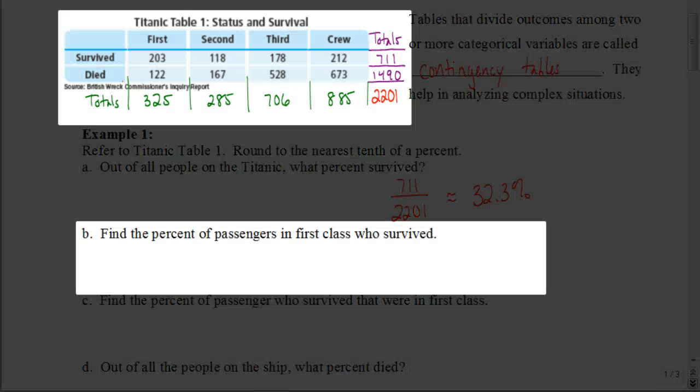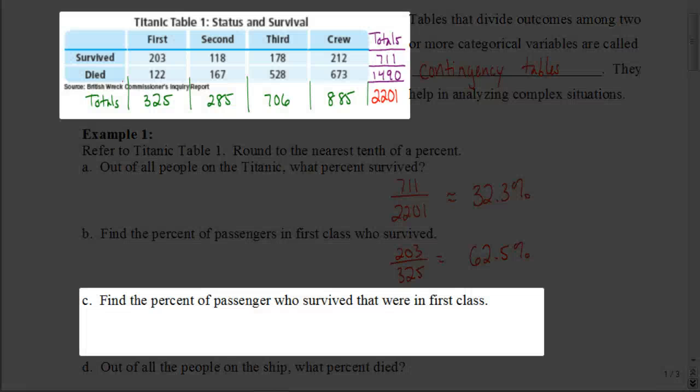Now we can take the information in that table and break it up even more. Here it says, find the percent of passengers in first class who survived. So here we're looking at just the passengers in first class. There were 325 first class passengers. Out of those 325 passengers, what percent survived? It would be 203 out of 325, which, rounded to the nearest tenth of a percent, gives us 62.5% of the first class passengers survived.